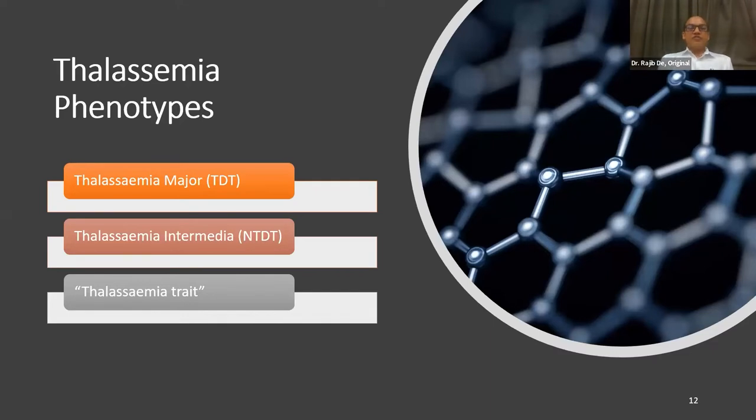Now, as far as phenotype is concerned, we name thalassemia as TDT and NTDT. That is transfusion dependent thalassemia and non-transfusion dependent thalassemia. And thalassemia trait, or so-called thalassemia minor, we don't consider as a thalassemic patient.